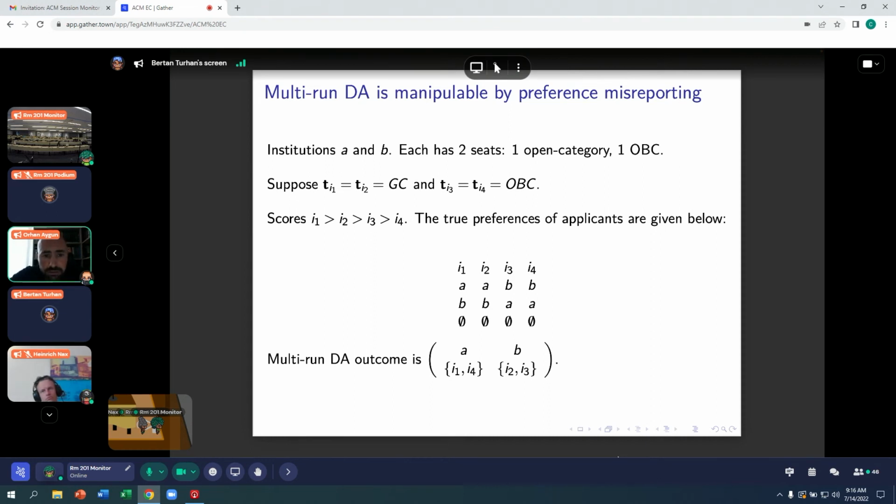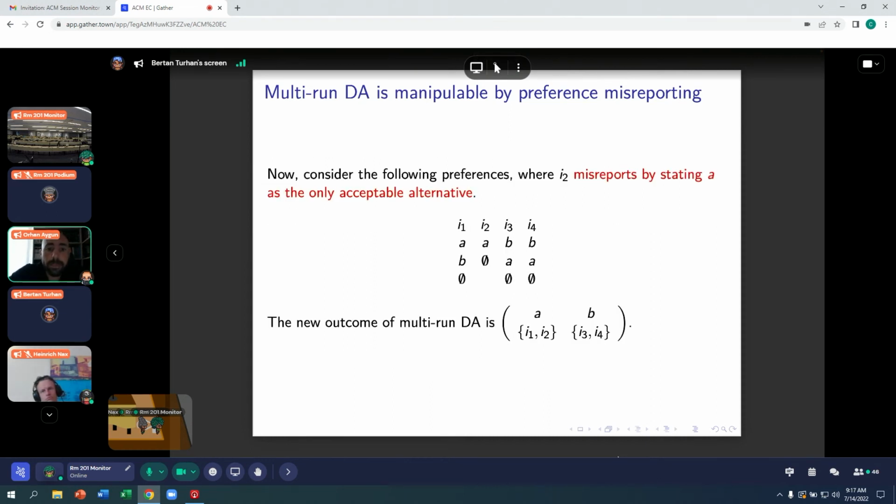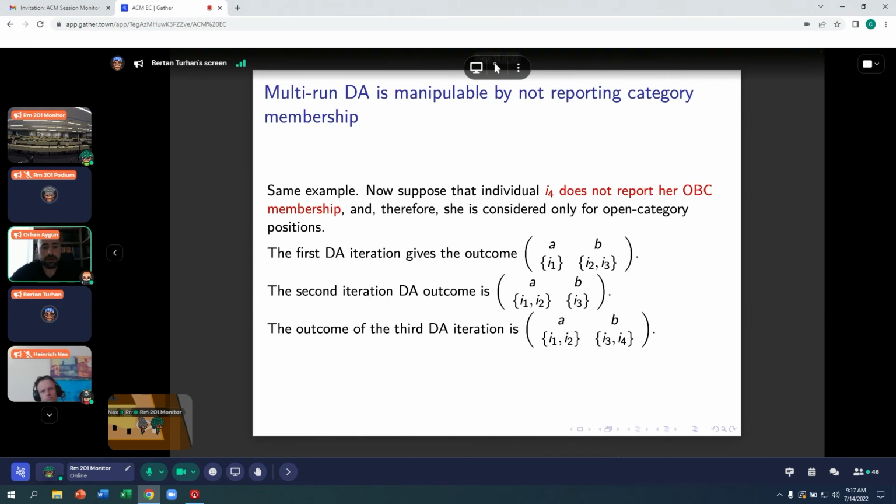But as you see here, multi-run DA is manipulable via preference misreporting. And it is also manipulable by not reporting category membership. So incentive compatibility is violated in these two dimensions.